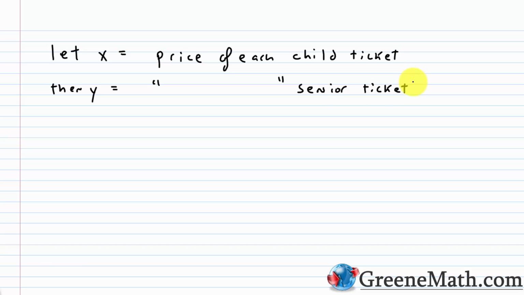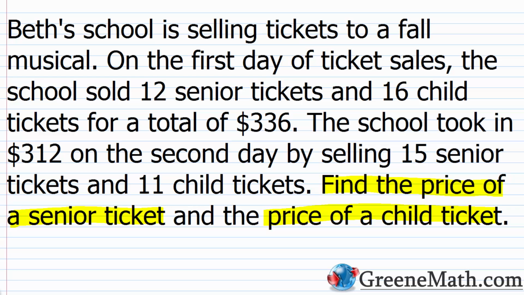All right, so now we want to go ahead and write a system of equations. So let's go back through our little problem. We're going to read and gather some information that we can use to set up a system. So with these problems, they're going to give you information to build your system. With this one, it tells you about ticket sales. So on the first day of ticket sales, the school sold 12 senior tickets and 16 child tickets for a total of $336. So let me go to the next page.